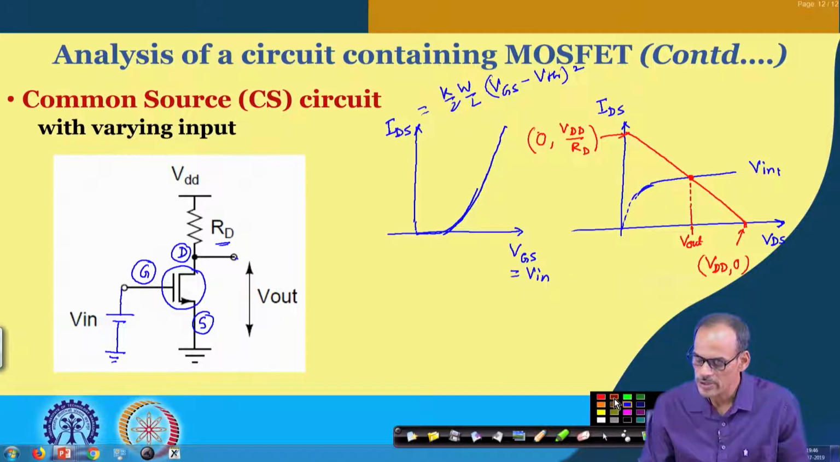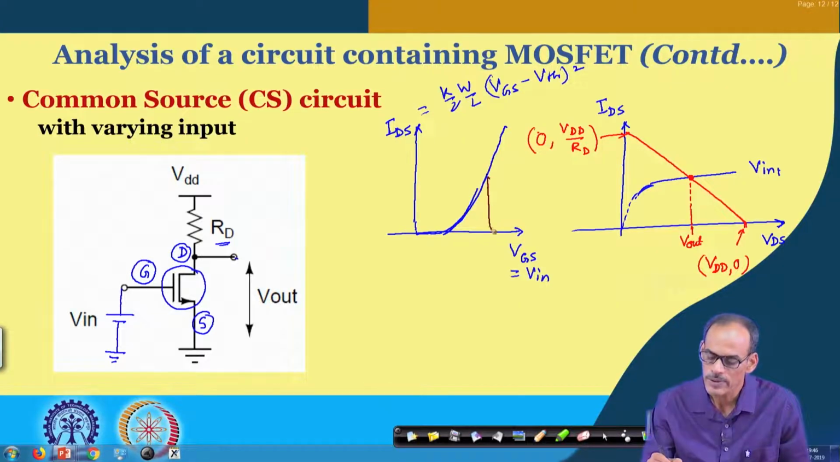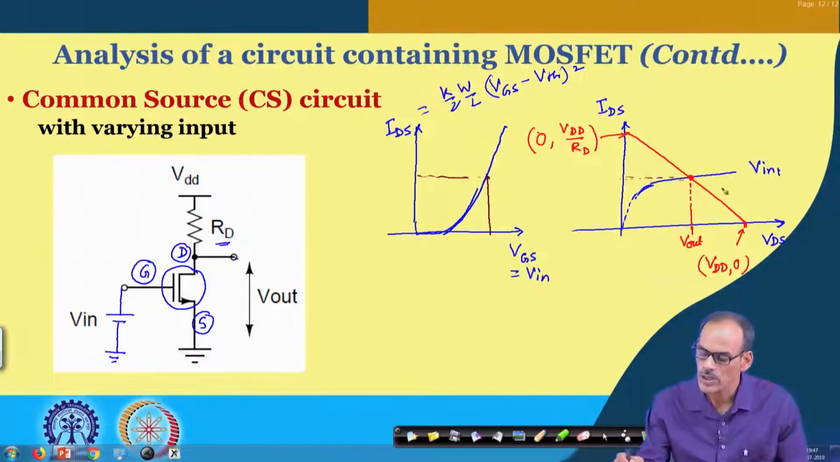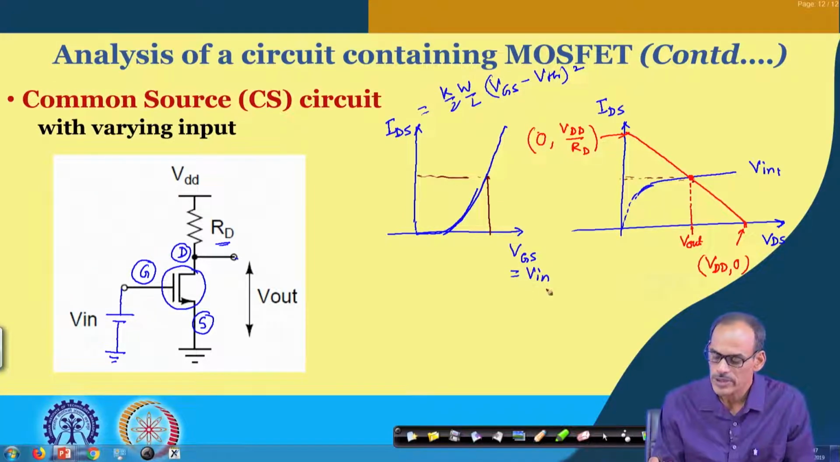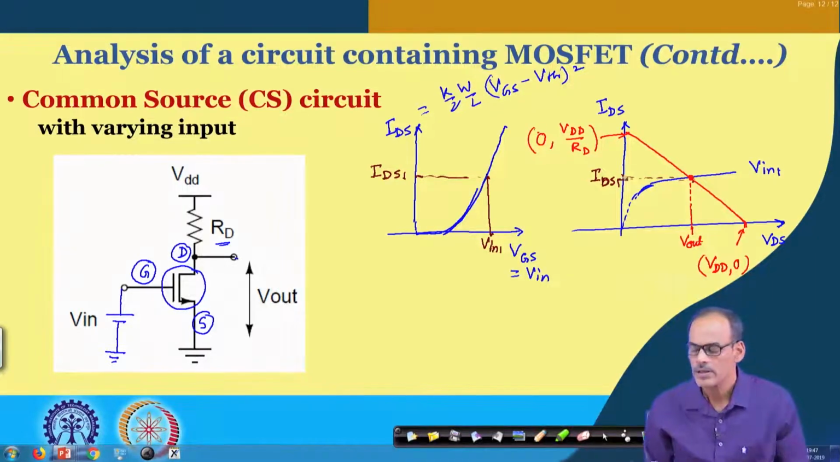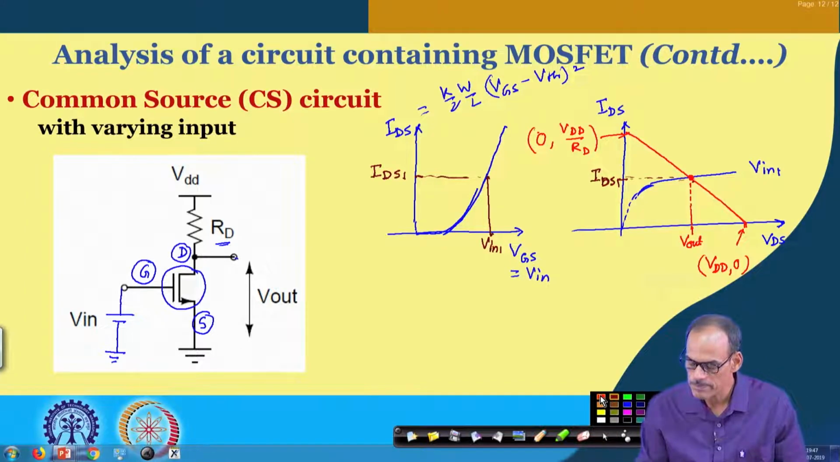So, for a given value of Vin, say this one Vin, we have this current. That current is basically defining this level, and then wherever the load line is intersecting this current, that gives us the corresponding output. So, you may say that starting from this point called Vin1, that gives us IDS1, and then this IDS1 is getting reflected here. And then the corresponding output here is Vout1.